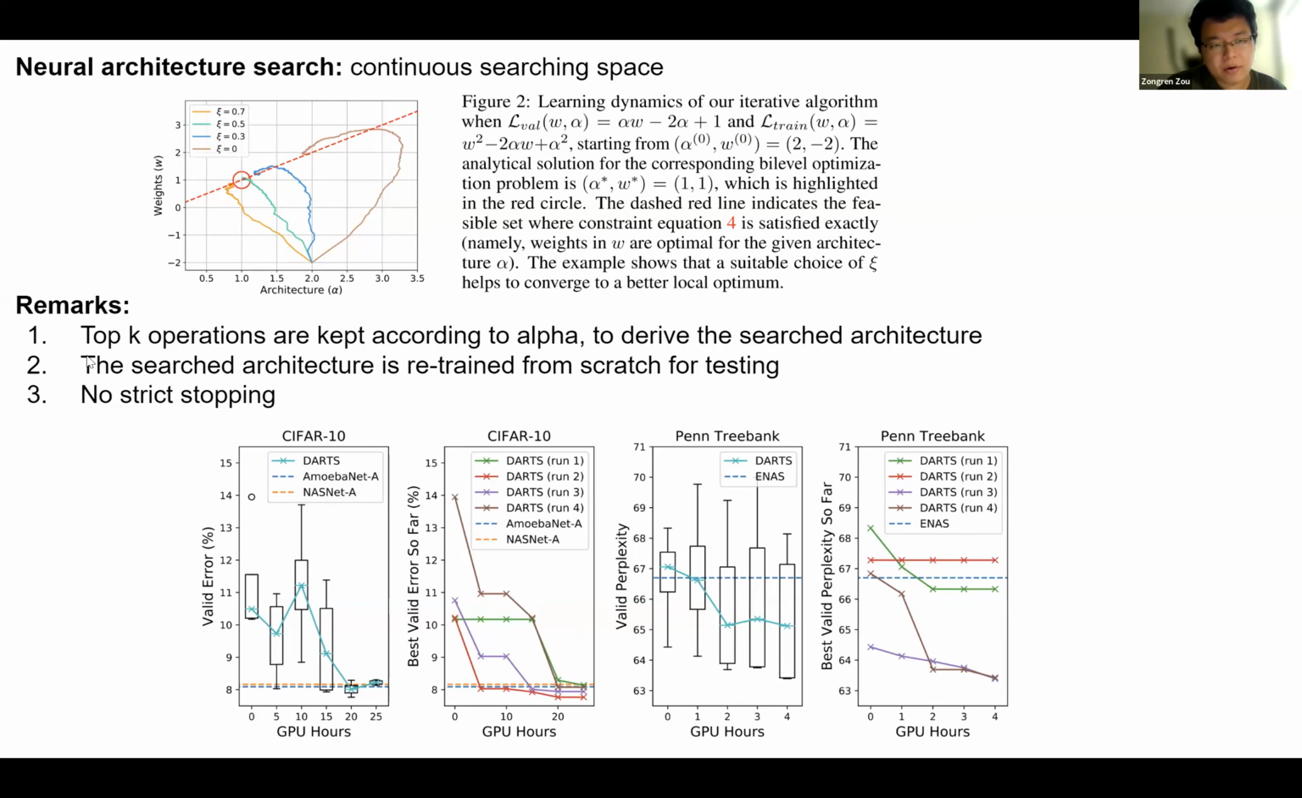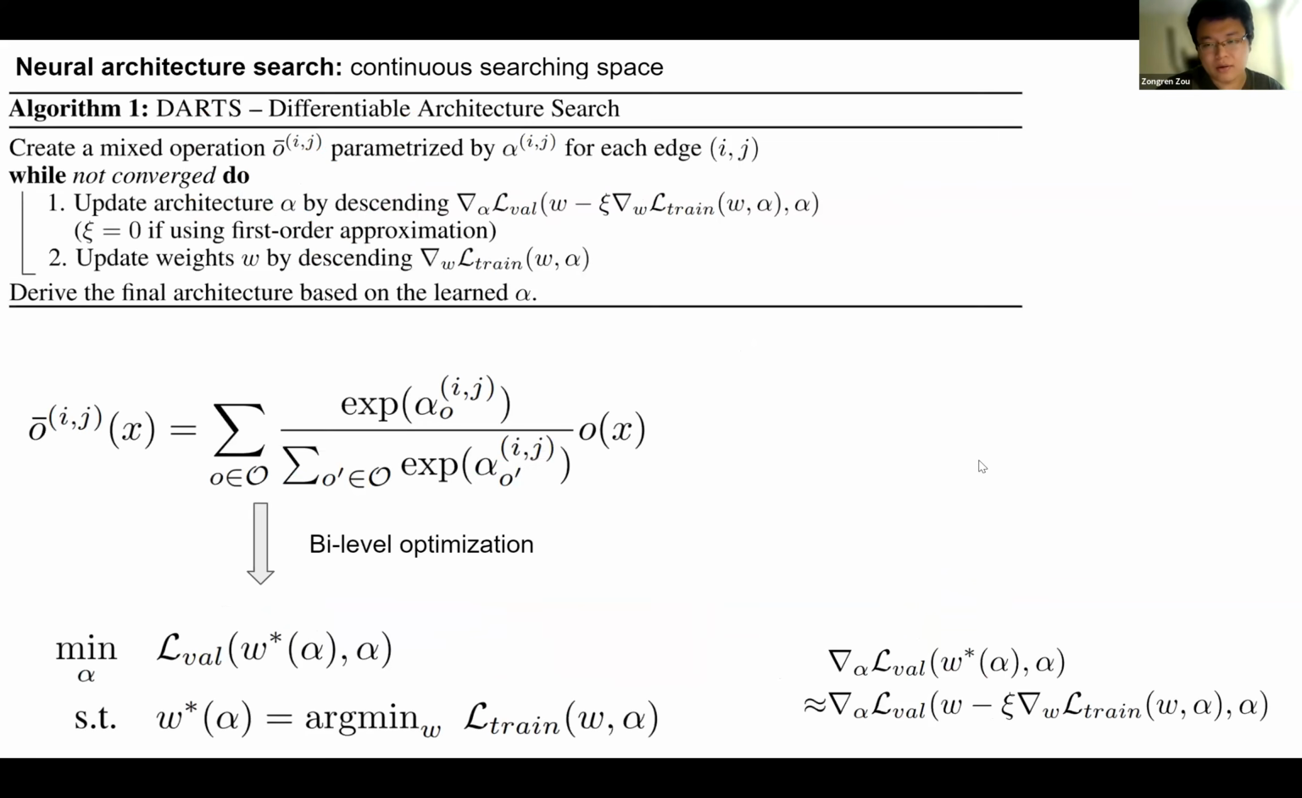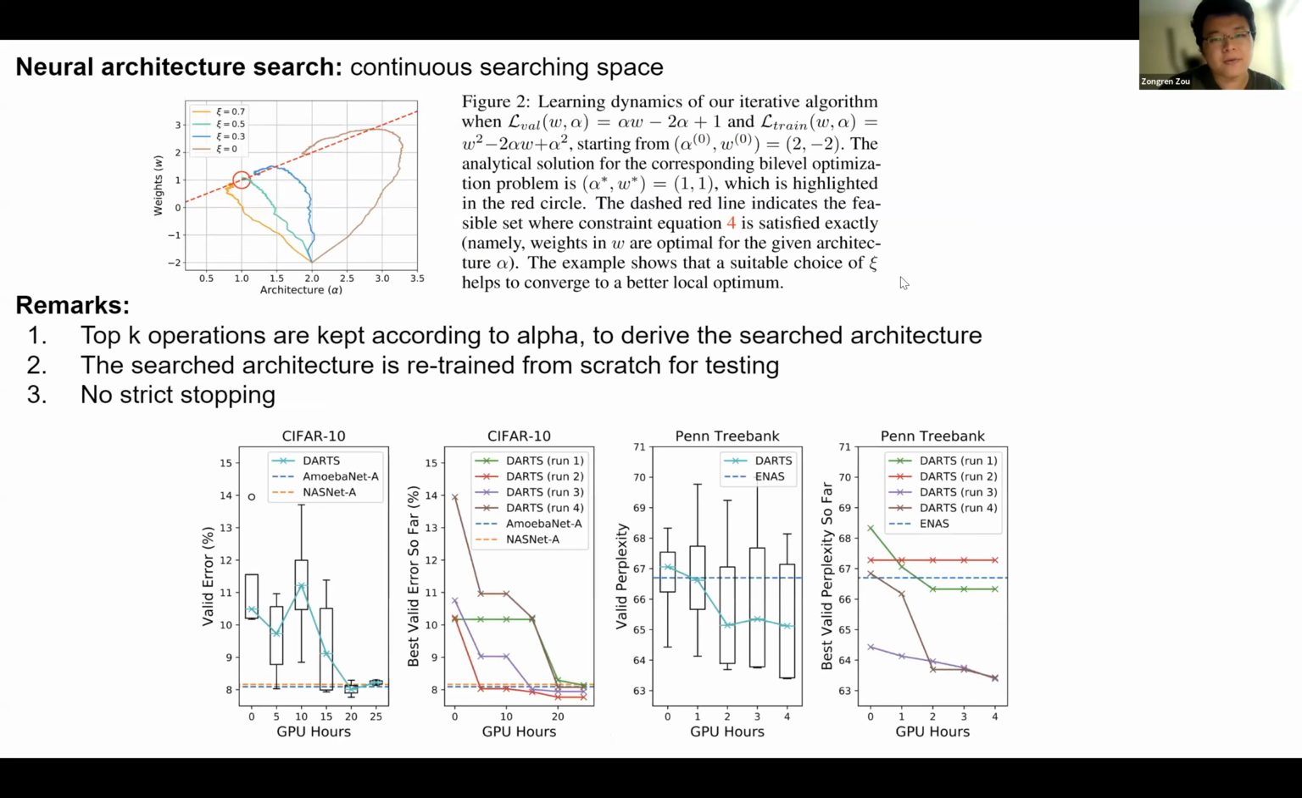And the third remark is there's no strict stopping criterion for the training of DARTS. This is a figure from the DARTS paper, which shows that the error decreases when the GPU hours increase, meaning that in general, the longer it is trained, the better the results. For a bi-level optimization problem solved with this approximation, it's really hard to know when to terminate the training. So those are three remarks from the DARTS paper.